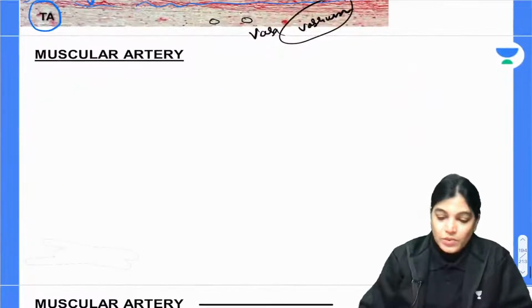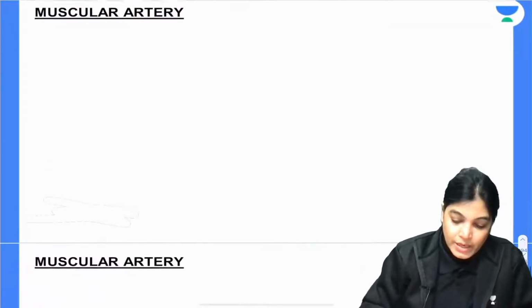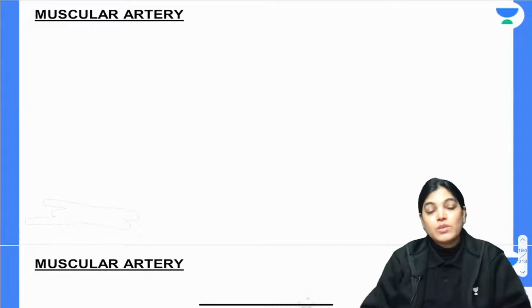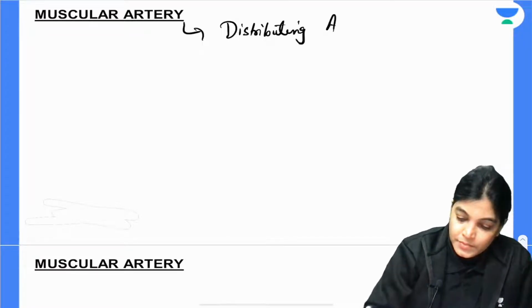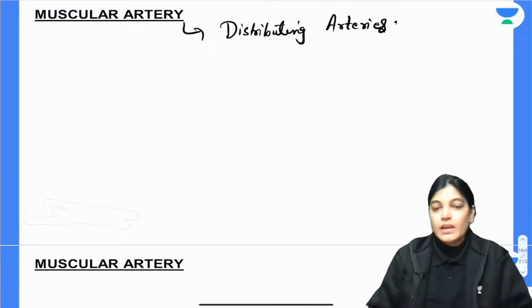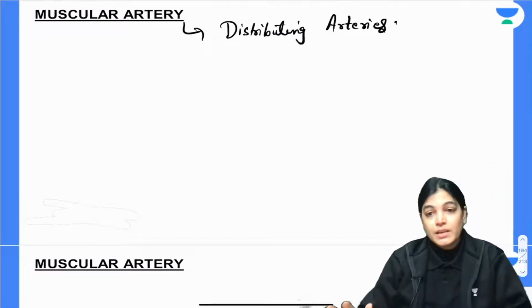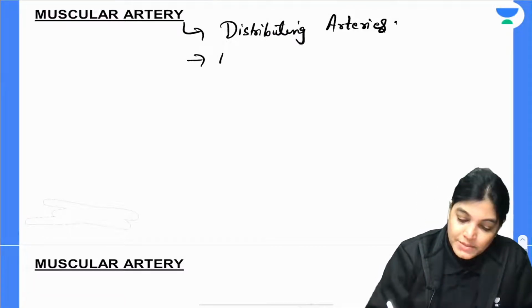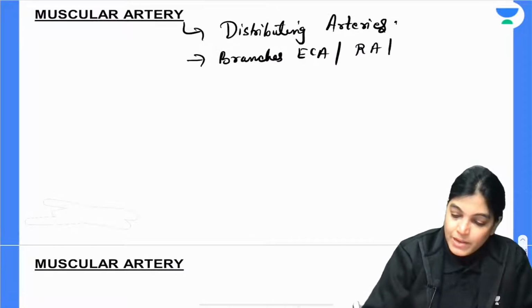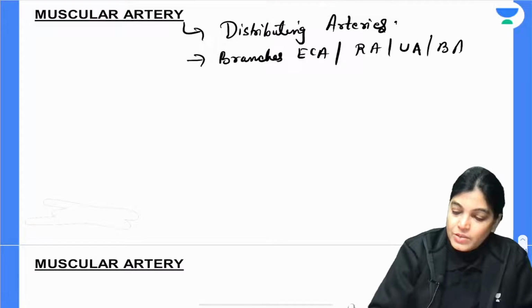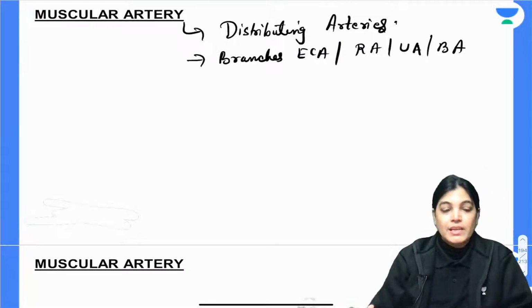Done. Let's move on to the next one, the muscular artery. Muscular arteries are medium sized arteries, also called distributing arteries. Examples of muscular arteries include the branches of the external carotid artery, the radial artery, the ulnar artery, the brachial artery, and the popliteal artery. The thickness of the wall is 1/4 of the luminal diameter.